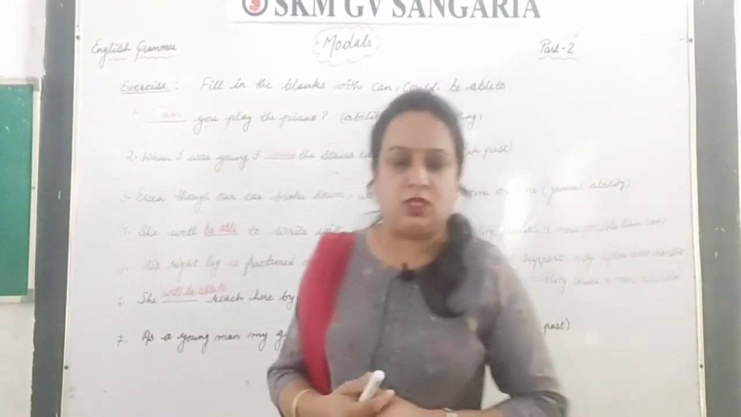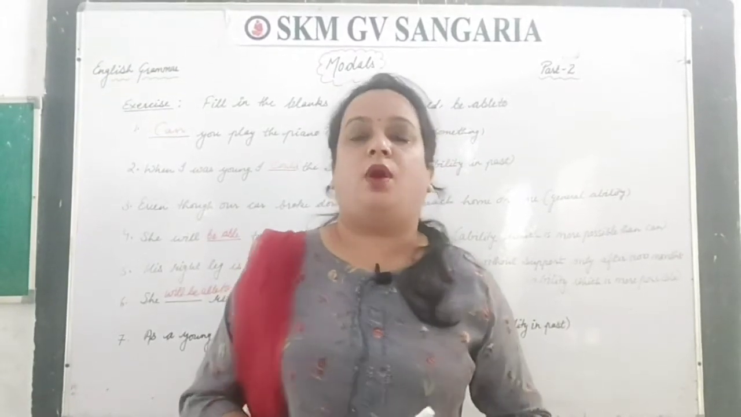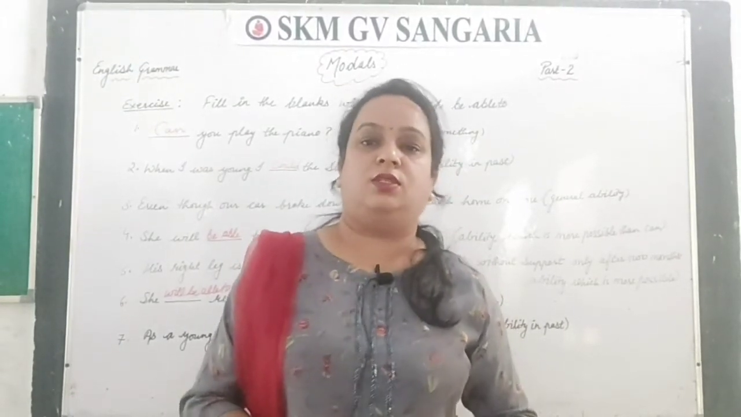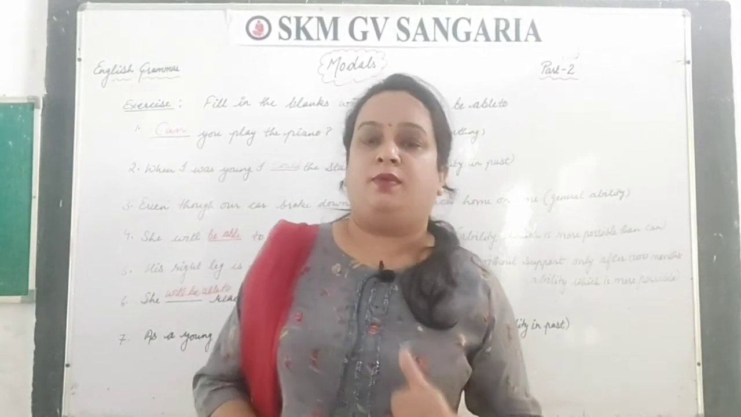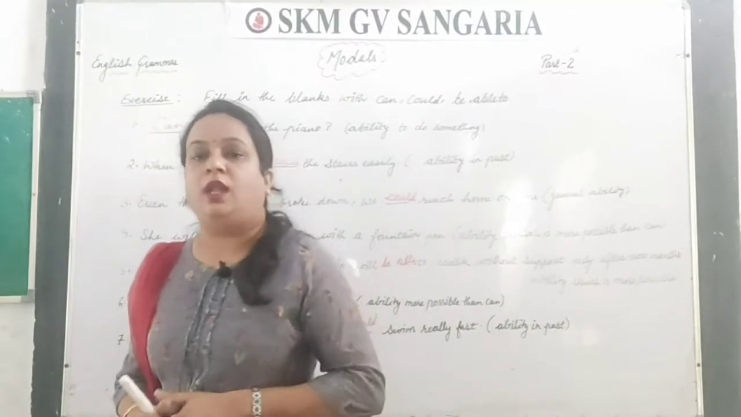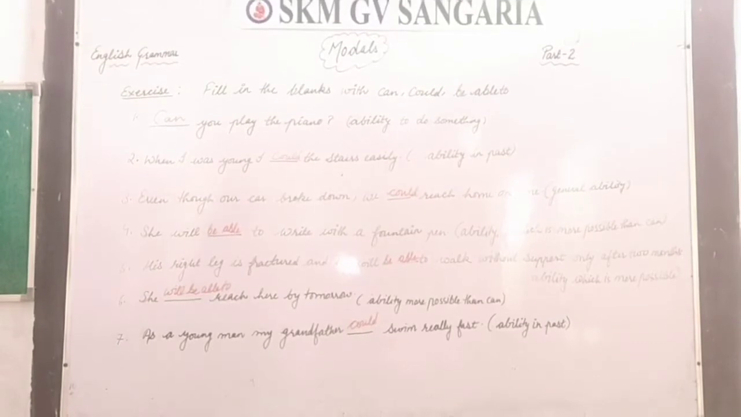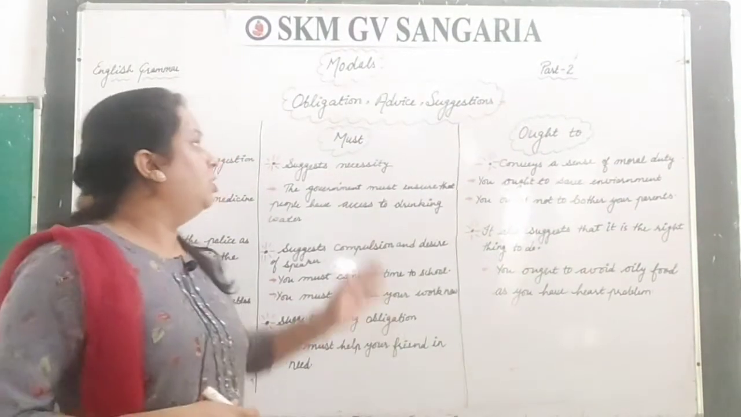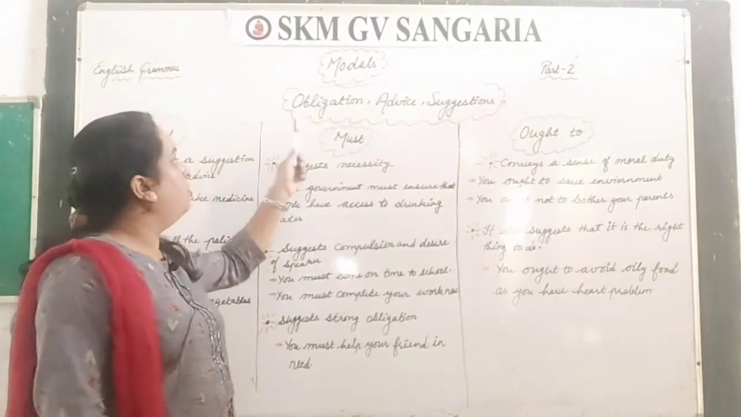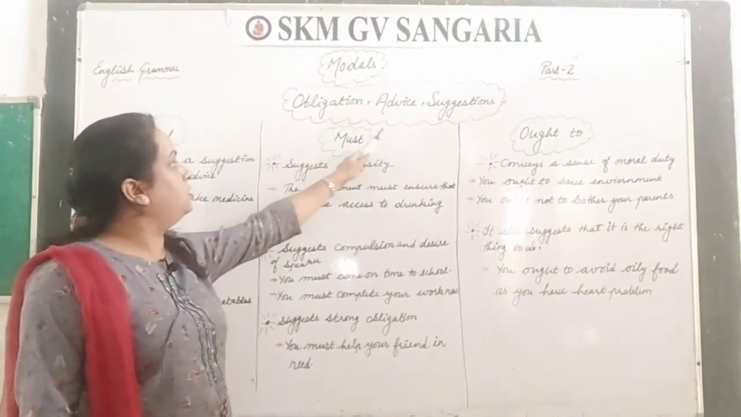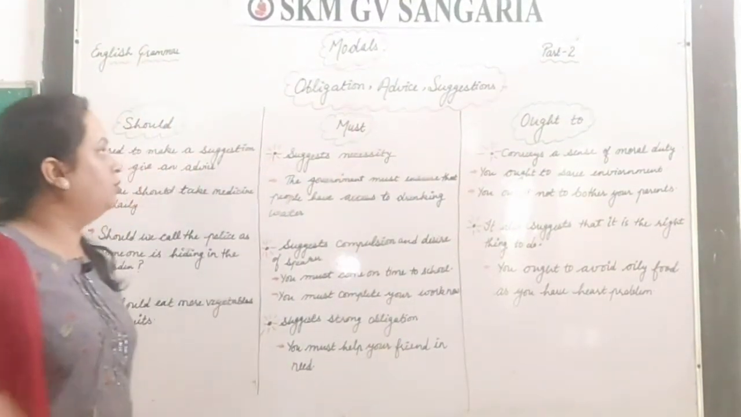Let's see now, when we have to show some obligations and necessity, what we have to do in that case. But before that, just take a screenshot of this and note down in your notebooks. Now we have to do the modal verbs or modal auxiliaries when we have to show obligations, advice and suggestions. So let's see how we have to use that.